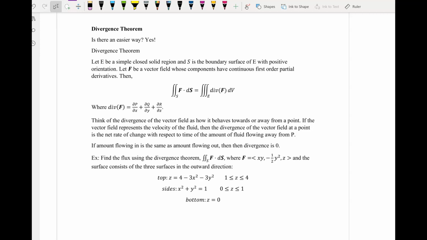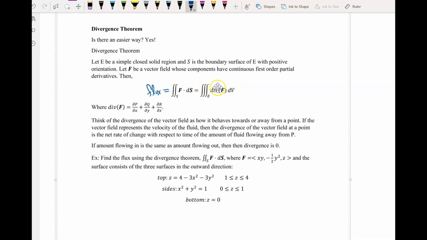Let E be a simple closed solid region, and S is the boundary surface of E with positive orientation. Let F be a vector field whose components have continuous first partial derivatives. Then if I want to find the integral of F dot dS, which is basically the flux, all you have to do is take the integral of the divergence over dV.